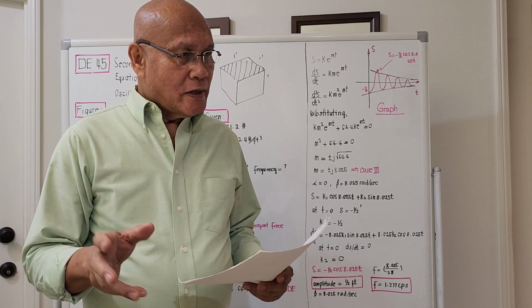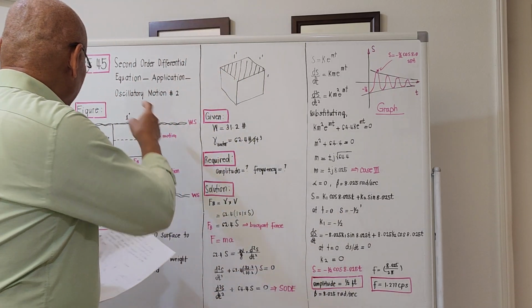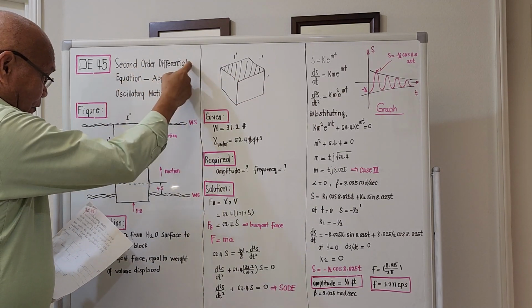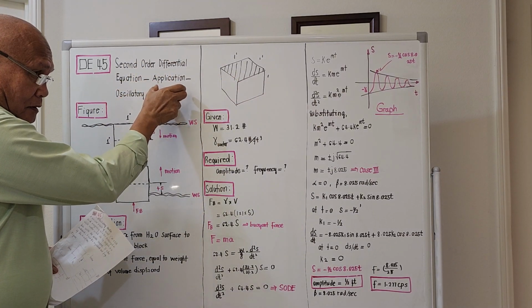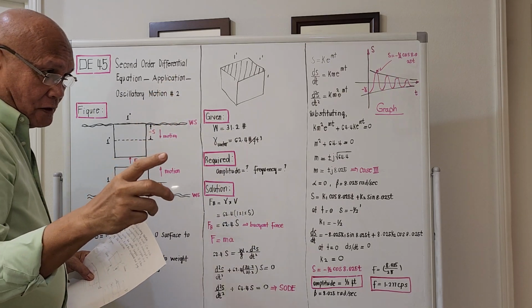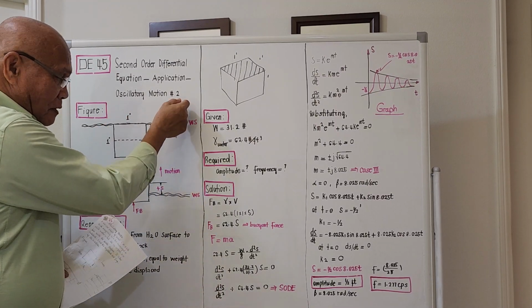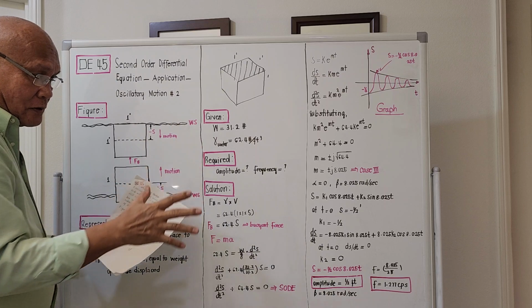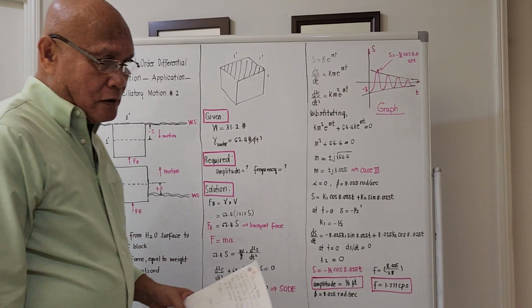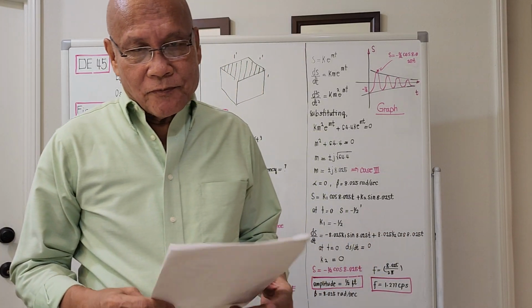My new topic for tonight will be lesson number DE45 under the subject matter second order differential equation. It is still under the application problem. The type of problem is still under oscillatory motion. This will now be example number 2, another variation of an oscillation problem. I will try to read the problem for tonight.